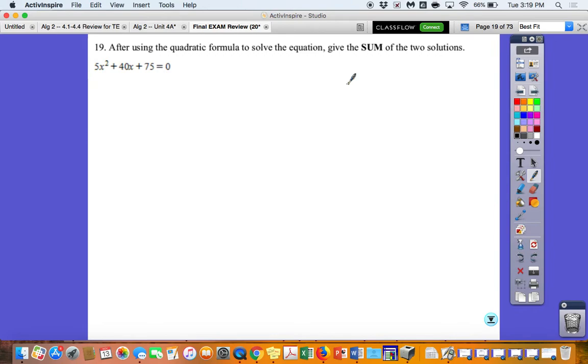Okay. So this says, after using the quadratic formula to solve the equation, give the sum of the 2 solutions. So the implication is better do the quadratic formula first.